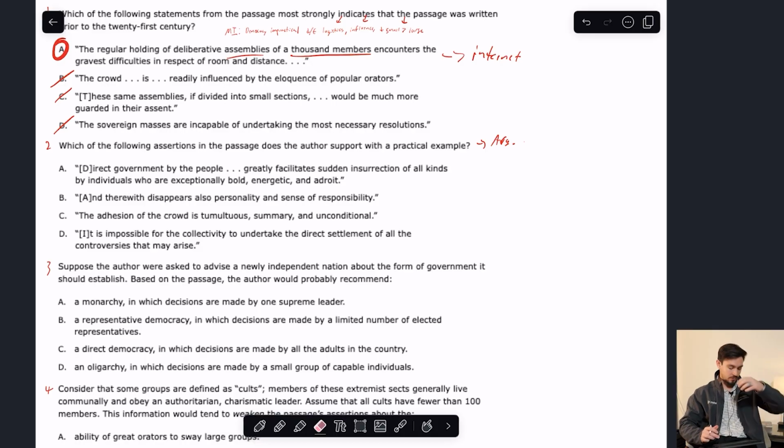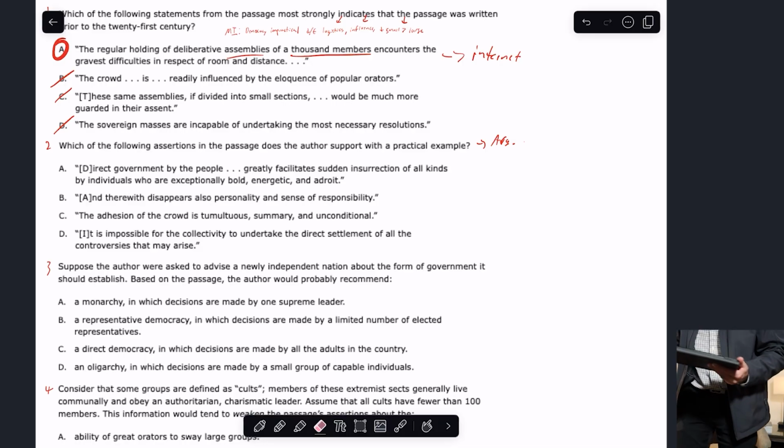Number 2 says, which of the following assertions in the passage does the author support with a practical example? So I'm going to rephrase this one as, which of these arguments has a real example? So there's several types of support. Support on the MCAT can look like just talking about it more extensively, but that's not necessarily the only types of support that are found on the MCAT.